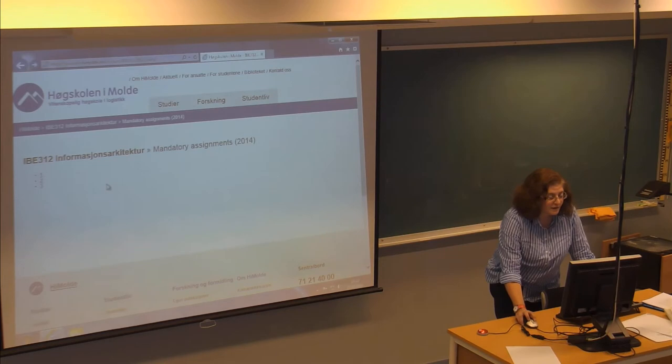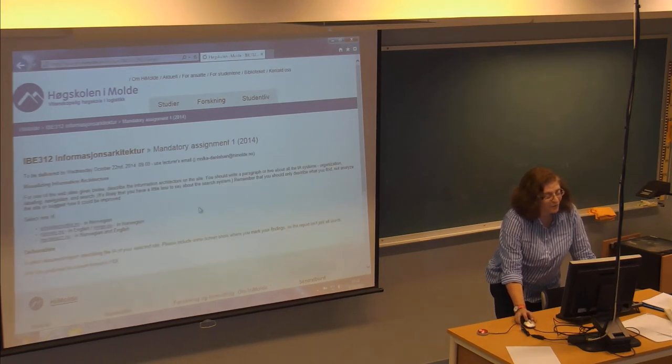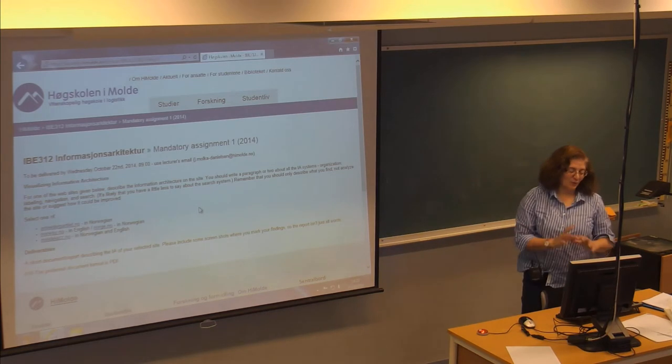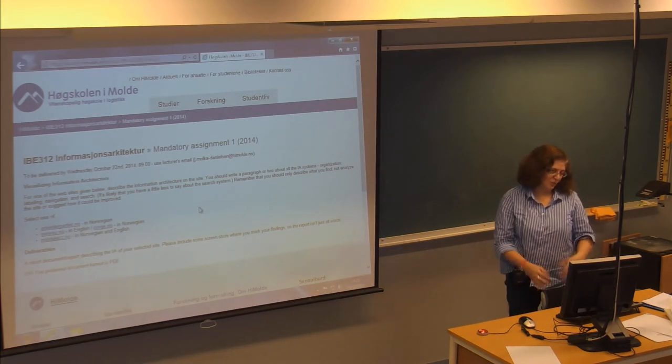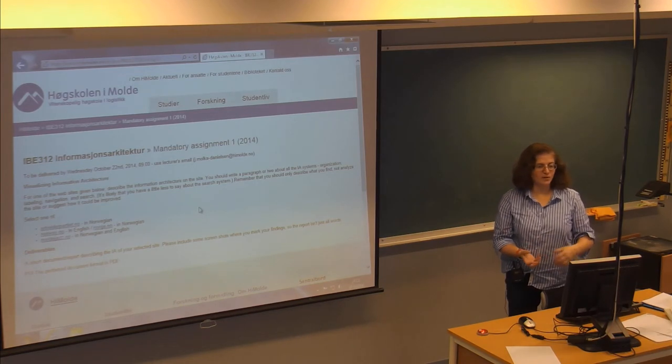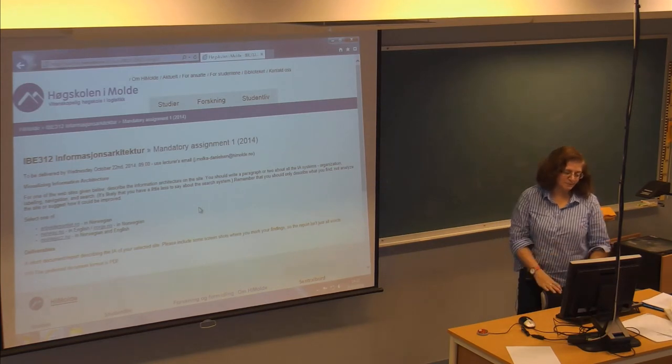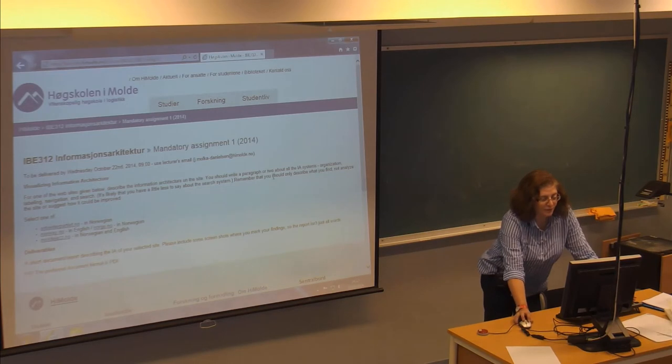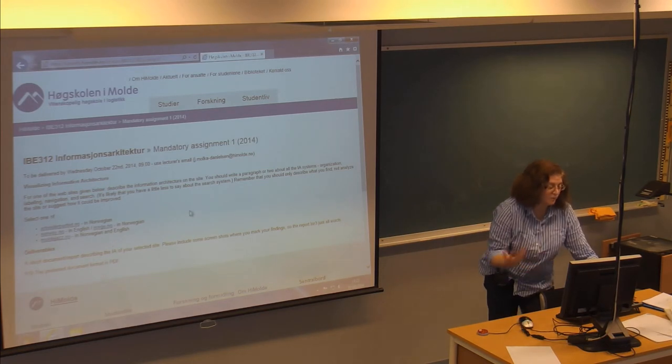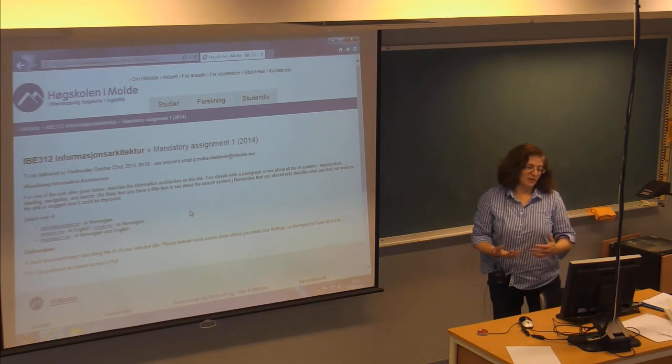How many pages do you expect? Just answer the question. There's no set amount of pages. But if you write it all in one page, probably not really completely addressing the question. It says here you should write a paragraph or two about the AI systems, organization, labeling, navigation, and search. And maybe you want to write a paragraph or two about each one of these things. And then you want to pick one of these sites to write about, for example. So it doesn't mean it's going to be extremely long.